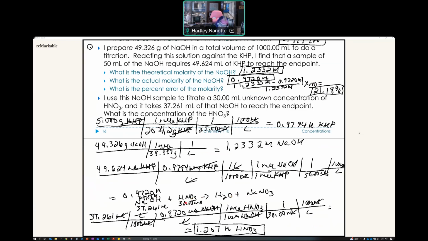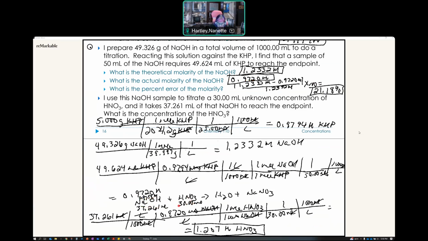I know that I have a 30 milliliter sample of the HNO3 because they tell me that right here, 30 milliliters. And I know that it takes 37.261 milliliters of NaOH, and that concentration of that NaOH was calculated right here. The actual molarity is 0.9720 molar. So that goes down here, 0.9720 molar, and then 37.261 milliliters. And of course, the 30 milliliters for the HNO3 is right here.